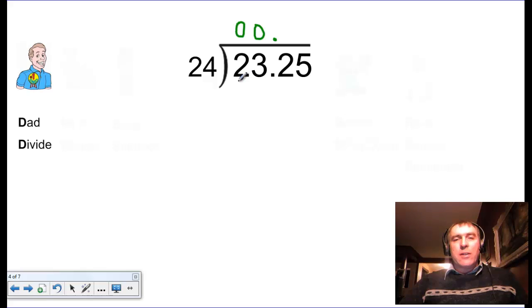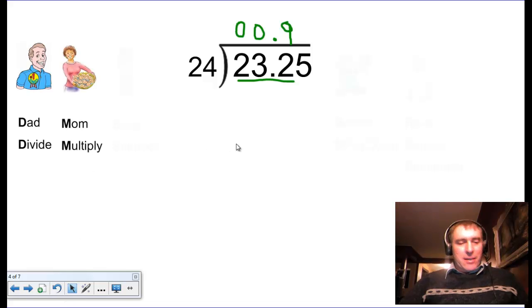24 into 232. Well, we know that 24 times 10 is 240. 232 is pretty close, so I'm going to say 9 is my guess here. And the next step, Mom tells us that we need to multiply. So when we multiply, we have 9 times 4 is 36. Put a 3 up. 9 times 2 is 18. 18 and 3 is 21.